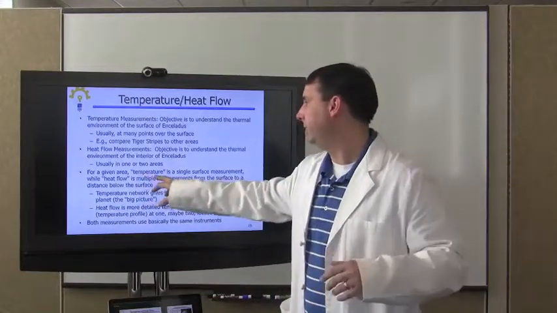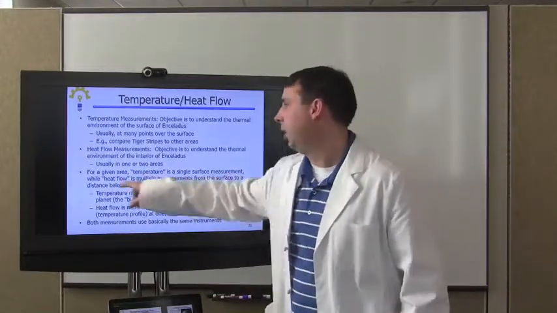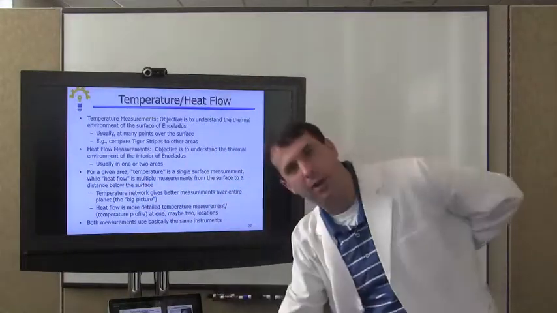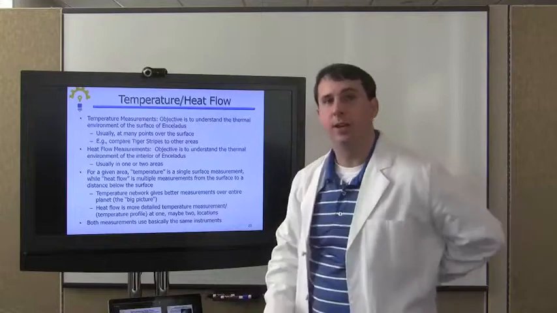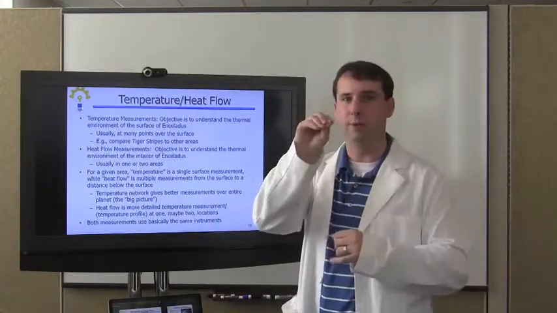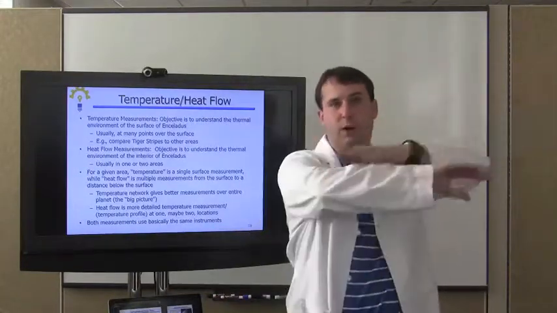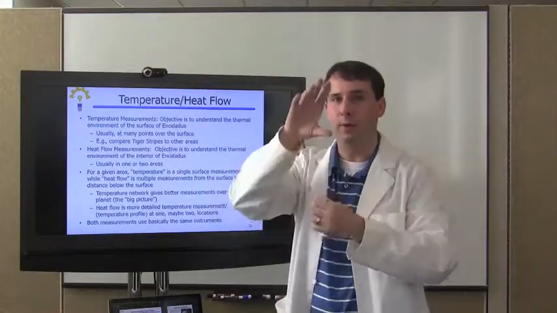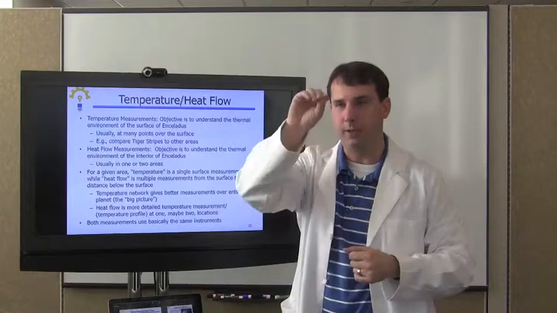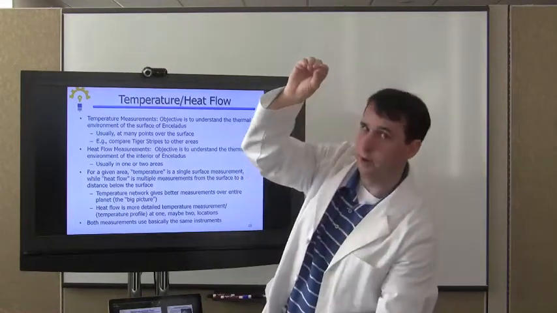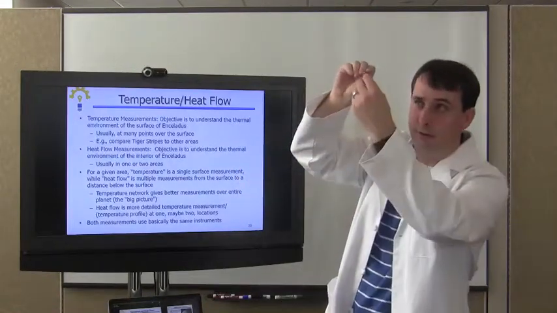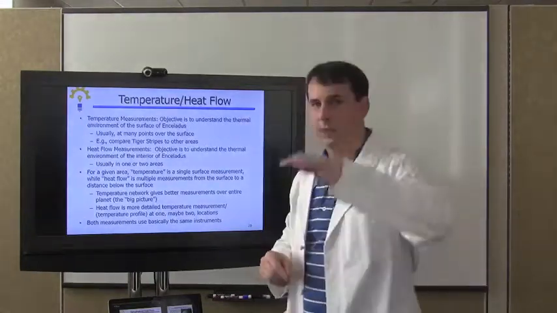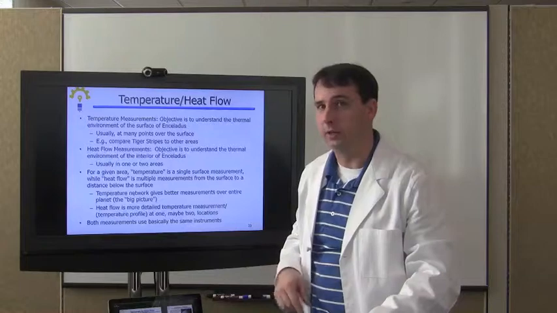So for a given area, temperature is a single surface measurement, while heat flow is multiple measurements going down to a certain depth. Okay. That's the difference. Temperature is a surface measurement, but it's usually spread over a large area, many different surface measurements over a large area. Heat flow is one point basically, but you're measuring the temperature going down from the surface to a specific depth. That's heat flow, because the temperature should change. Okay.